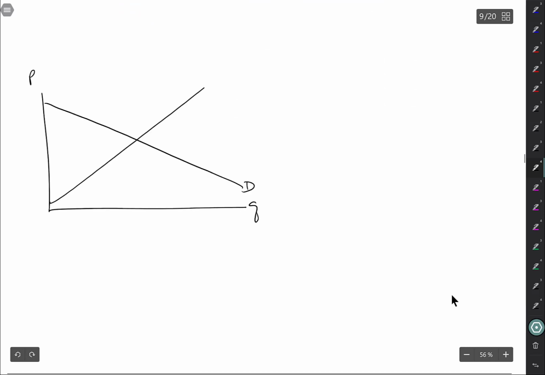There's demand and there's supply. Let's say we're not at Q star and we deviate to the left. We'll call this Q left, QL for left. So we don't go to Q star. Here's Q star. We stop here. Look at what happens.